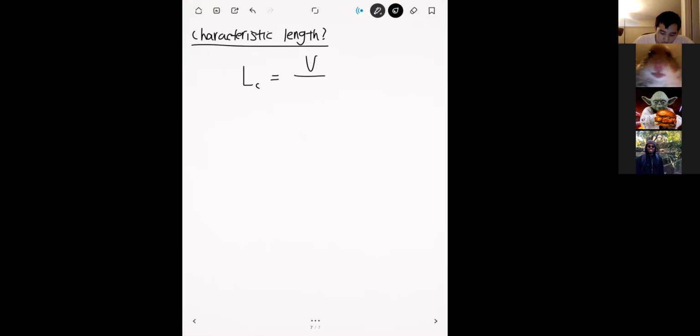If you look at your object and you can't find a characteristic length, what you can do is take the volume of the object and divide it by the surface area. Okay, so up here is volume, down here is surface area.